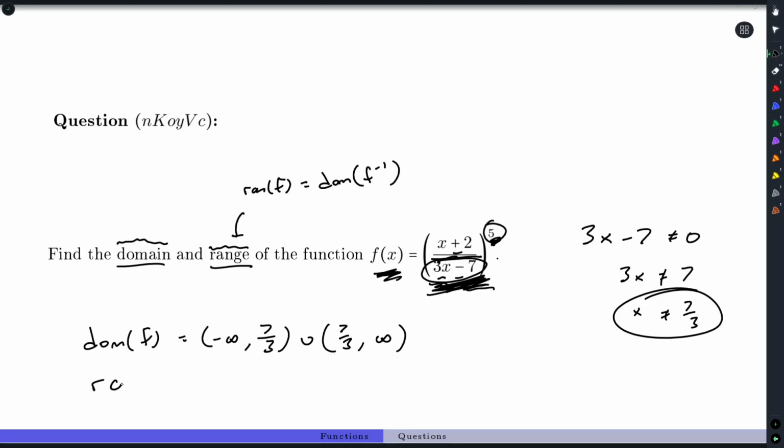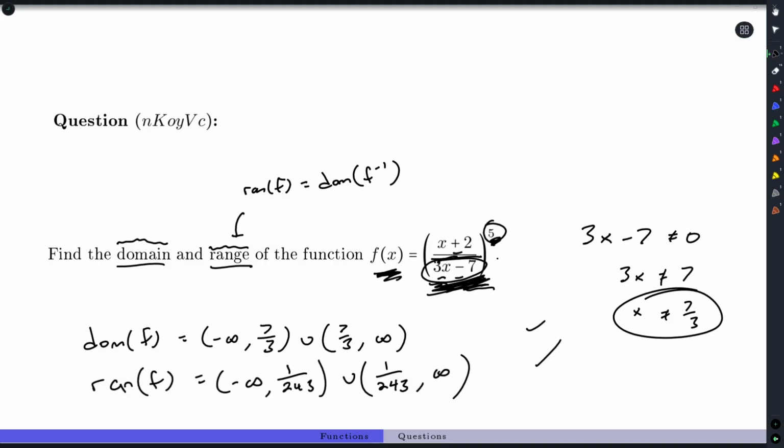And so that's the domain of f inverse, but that is, as we know, the same as the range of f. So the range is everything other than 1 243rd. And there we go. Domain done, range done, all done.